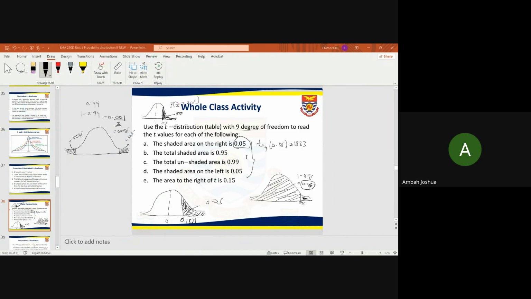4.781. Hello, sir. Yeah, hello. 4.781. Okay. So you get this as 4.781. But this, will it give us 0.005 or 0.0005? Will it be 3 decimals or 4? This one.